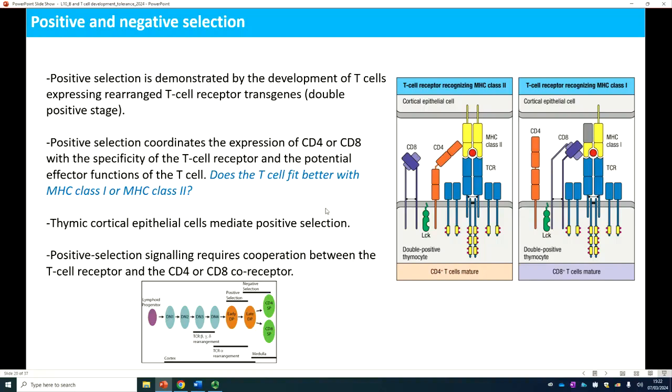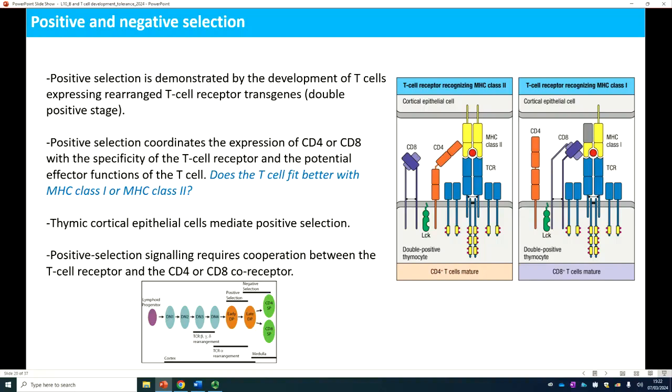So continuing to look at positive and negative selection. Positive selection is going to occur when we've got that T cell expressing the rearranged T-cell receptor, and this is at the double positive stage. But then obviously we need to move into our single positive cells, whether it's going to be CD4 or CD8. And as I mentioned, it's that positive selection that helps to coordinate whether that cell goes down the CD4 or the CD8 route.